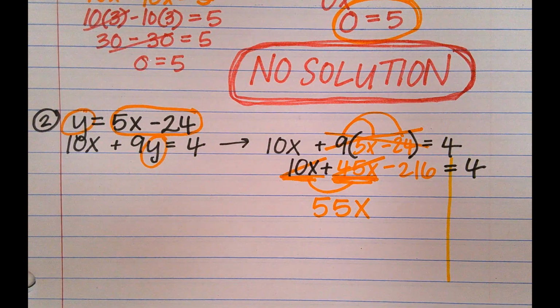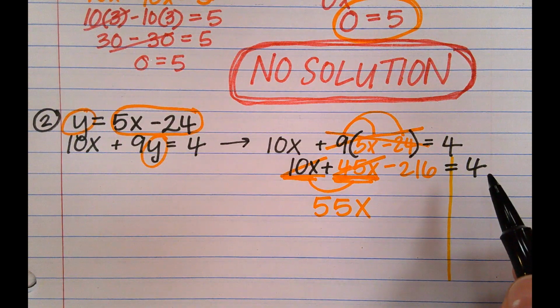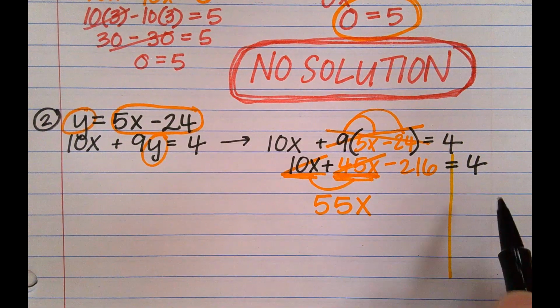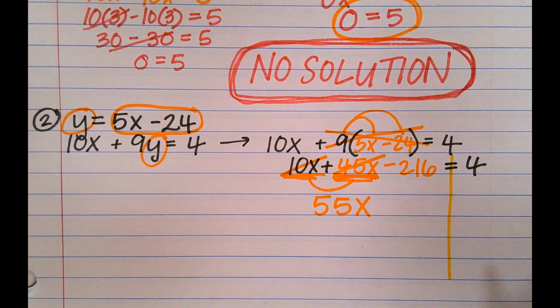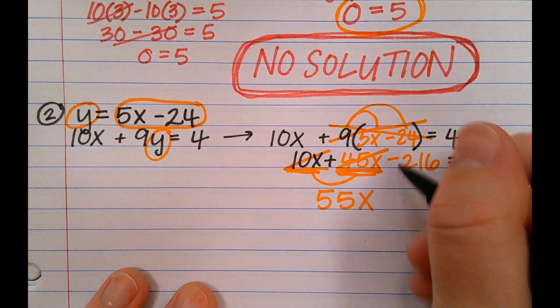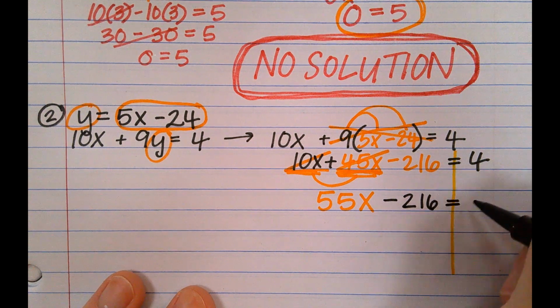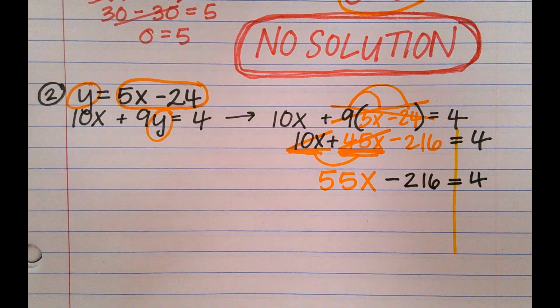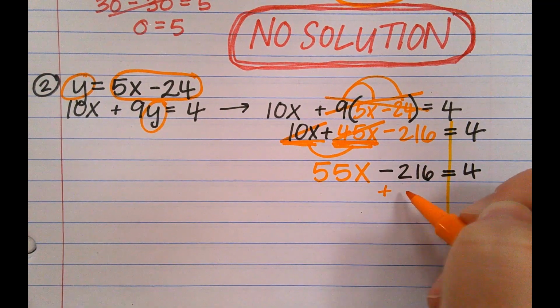Then what? Then you're going to add 216 to both sides. Yes. Now before I add 216 to both sides, I'm going to bring everything down just to keep my work organized. We had 55x minus 216 equals 4. And then Jocelyn, you said we're going to add 216, right? Yeah. Perfect. We're going to try to get rid of minus 216.